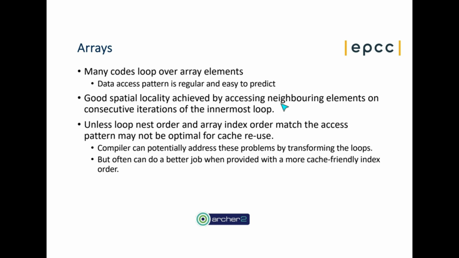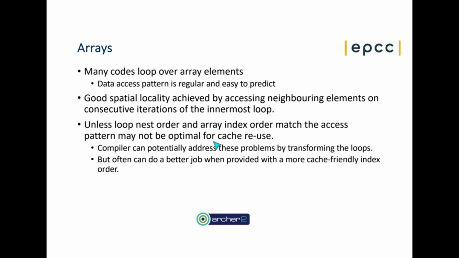We'll talk a little bit more about that later on as well. So the important thing, which I'm sure many of you will already know, is that for good spatial locality, we want to access neighboring elements of the array on consecutive iterations of the innermost loop. So we want to arrange, as far as possible, to have stride one access through our arrays, in order to get good cache use.